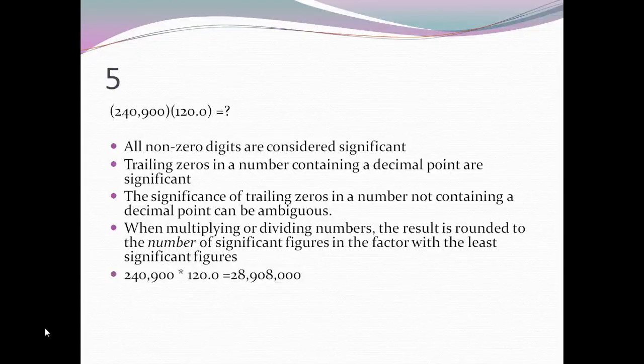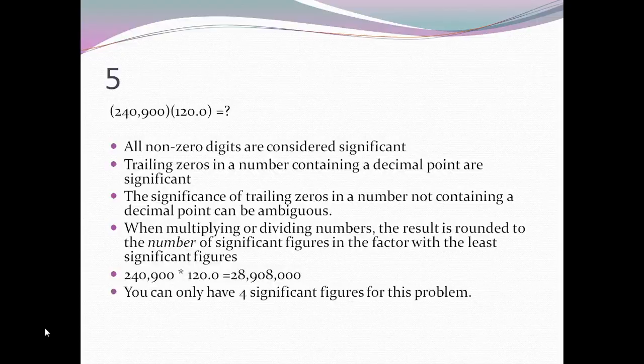So when you multiply those two, you get 28,908,000. But you can only have 4 sig figs for this problem because of the 120.0. Your answer should be 28,910,000.